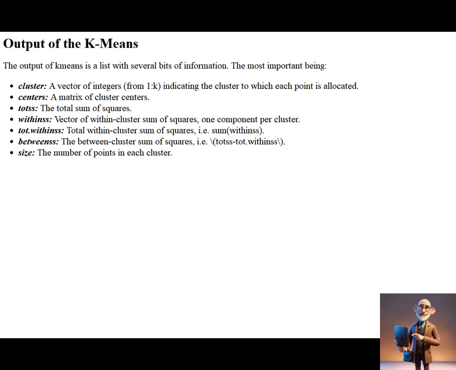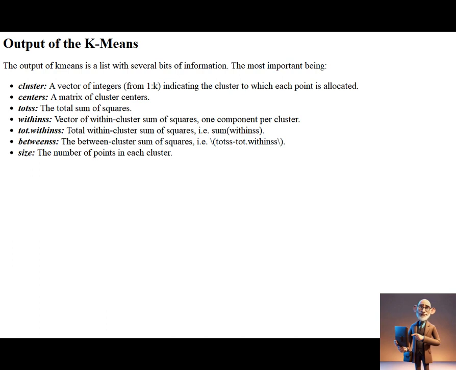Tot.withinss. The total within-cluster sum of squares is the sum of withinss, representing the overall variability within all clusters combined. Betweenss, the between-cluster sum of squares, is calculated as totss minus tot.withinss. It represents the variability between different clusters. Size. This component provides the number of points in each cluster, offering insights into the size and distribution of clusters.